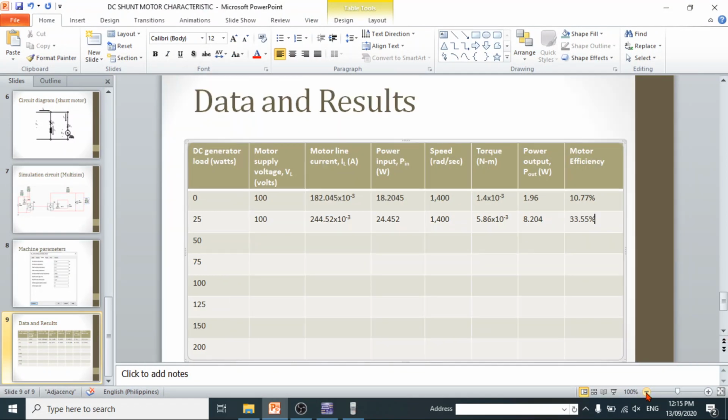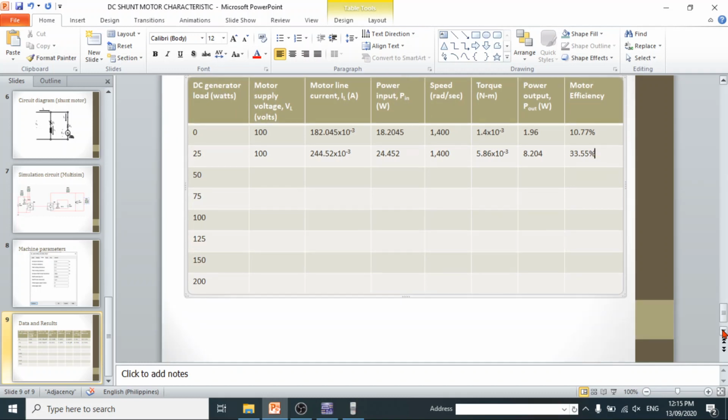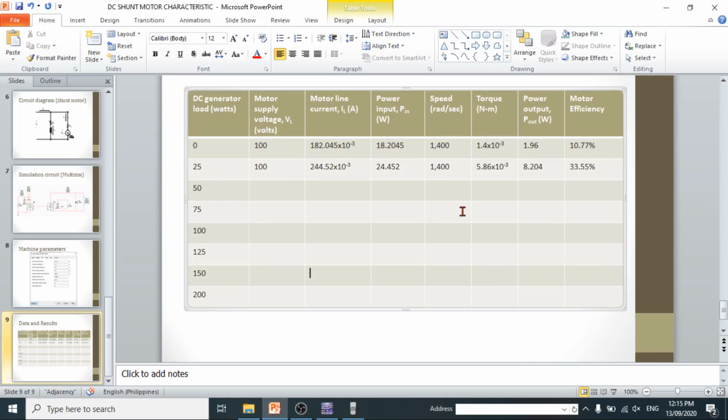So this would be the table that you'll need to complete. You continue with 50 until 200 watts, and then you'll observe what happens to the motor as the generator starts to deliver bigger power to the electrical load.